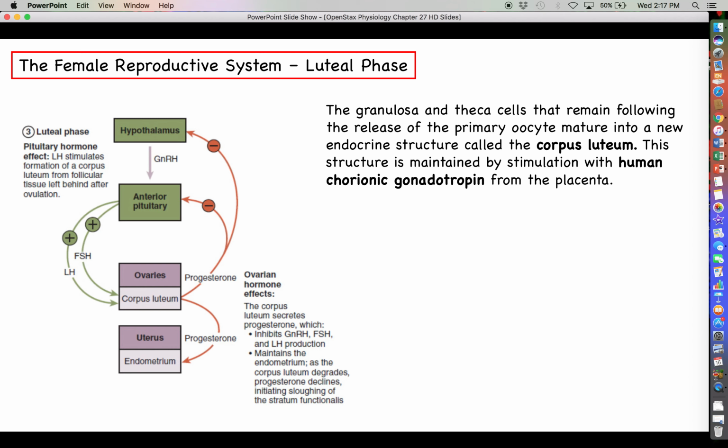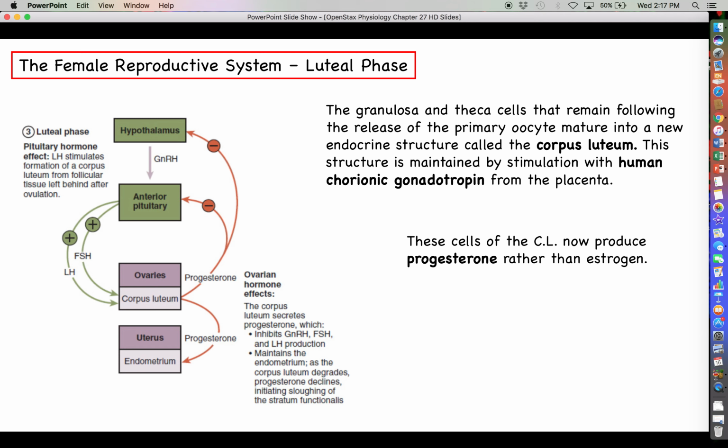So the granulosa and theca cells that remain behind after that primary oocyte is ejected are going to stick around in the cortex of the ovary, and it is going to start forming a new endocrine structure called the corpus luteum. So this structure is maintained with help from the stimulation of a hormone that comes from the placenta called the human chorionic gonadotropin, or HCG.